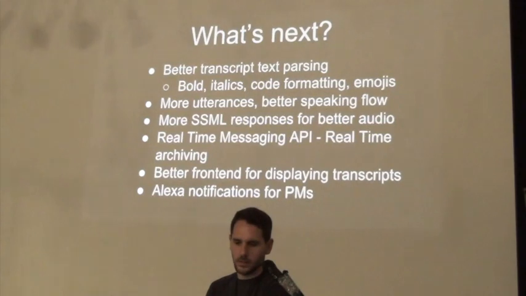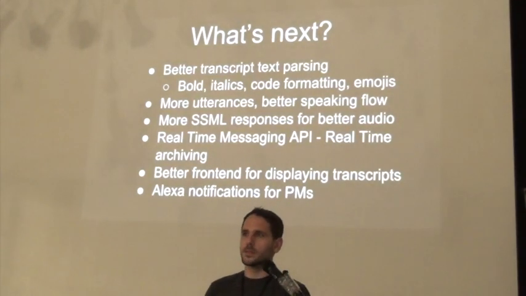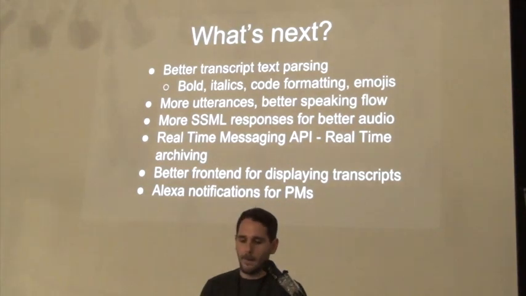I think next, so what's next? Things that I might want to add to these lambdas would be better transcription text parsing. There's some things that the client does for Slack that I don't have in my transcriptions: bold, italics, code formatting, emojis, threads. Better utterances and better speaking flow so that Alexa can better understand what you mean and call the right intent. More SSML responses so that Alexa sounds better as you respond. Sometimes questions end up really high, and it's kind of confusing.